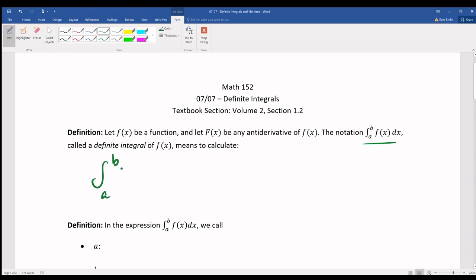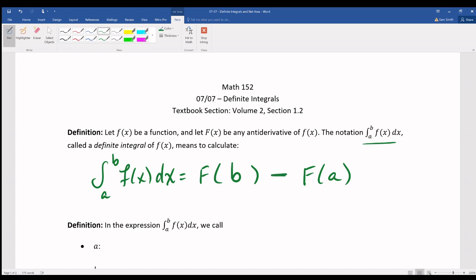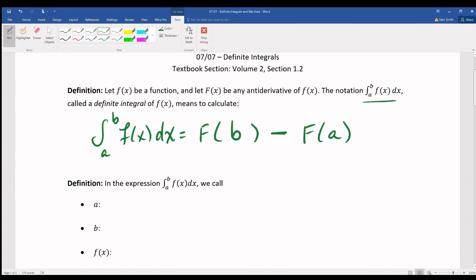If you see a definite integral, what it wants you to do is not just calculate the antiderivative, but calculate the antiderivative at the top number b, calculate the antiderivative at the bottom number a, and then take the difference of those two numbers. Plug in the top number, plug in the bottom number to any antiderivative, and then subtract those two results. That's what this notation is asking you to do. Now we'll see a concrete example of this very soon.